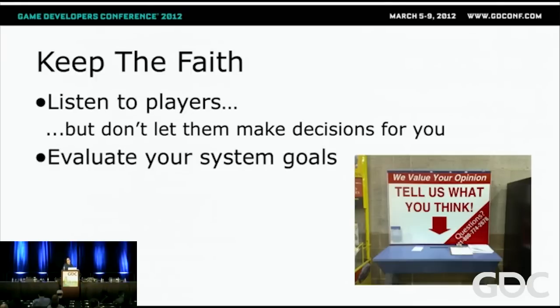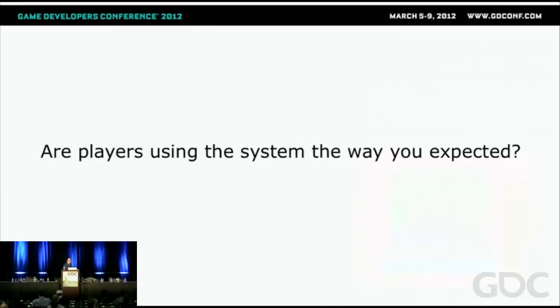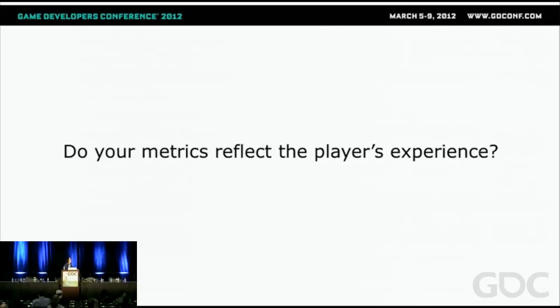And then use that to evaluate your goals of your system or the game as a whole. Are they playing the way I want them to play? Are they using my system the way I expected them to use it? And more importantly, are the metrics we're gathering reflecting their experience? Are we gathering metrics that tell us that people are doing something very infrequently, but when they're doing it, they have a huge smile on their face, right? This is a human experience we're talking about here. Metrics cannot represent a human experience. You need to try to find a way to merge those.